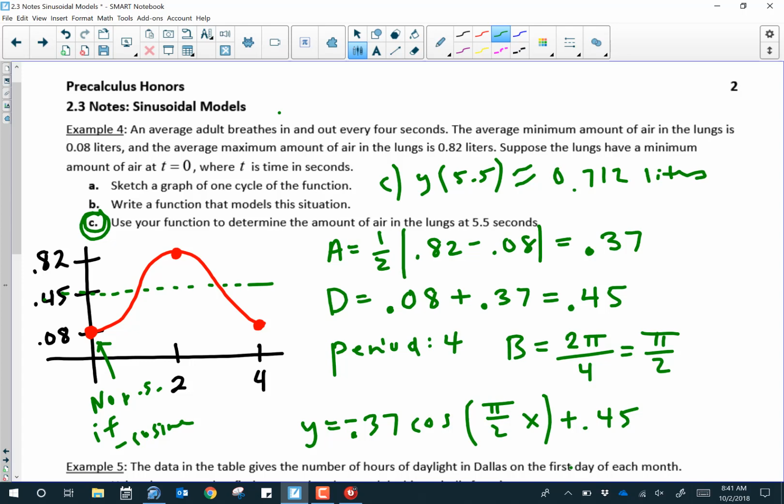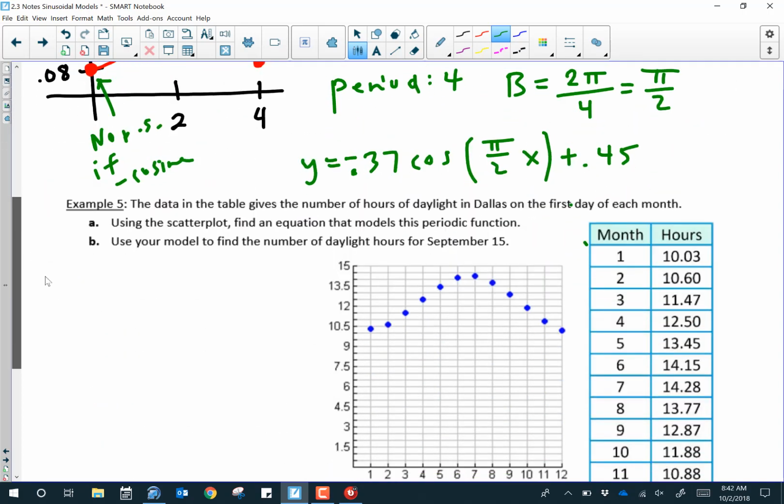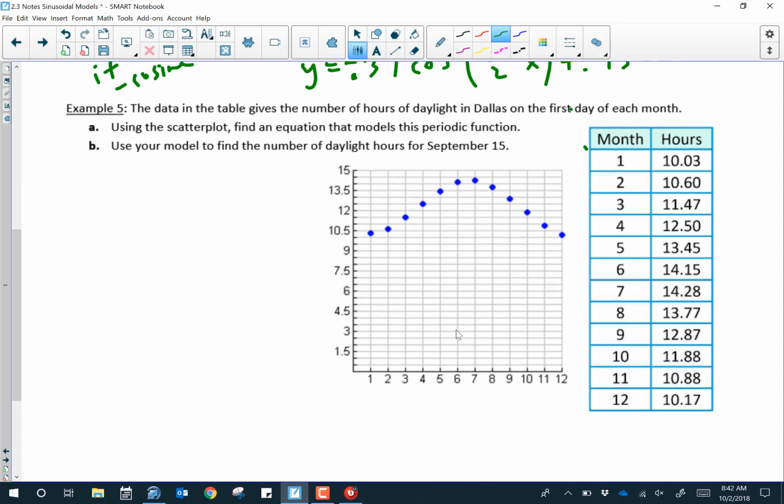Okay, so let's look at this last example. We're talking about hours of sunlight, so that's definitely cyclical. So we don't really need the graph, it just shows you that it's cyclical. What we're really going to pull is the data from the chart. These are the hours of daylight in Dallas on the first day of each month. Now, this is a little misleading. Typically, if I'm looking at the first day of each month, I would have started with 0. They started at 1, but that's okay, just as long as we interpret it correctly.